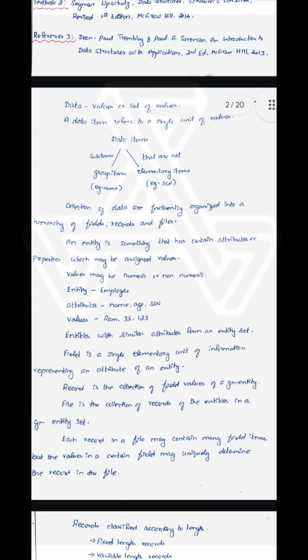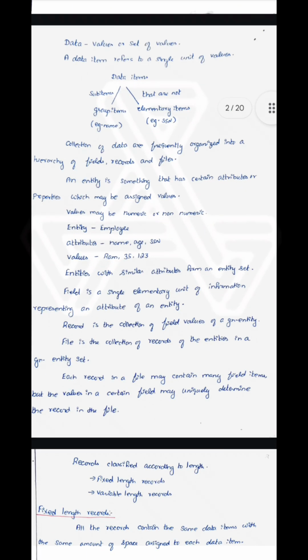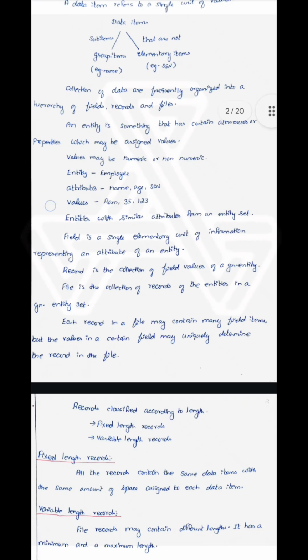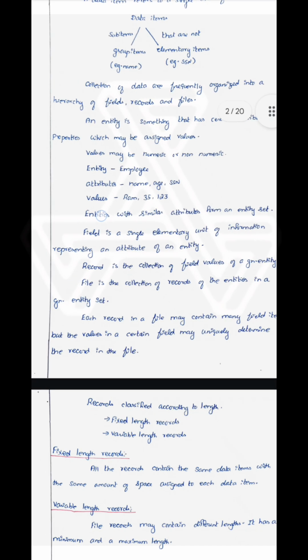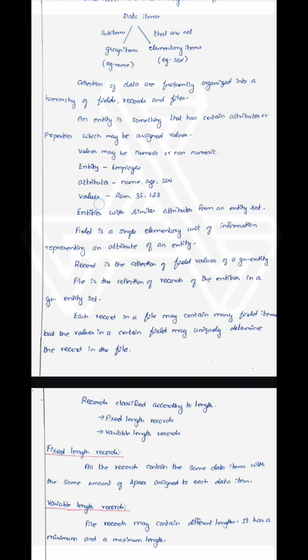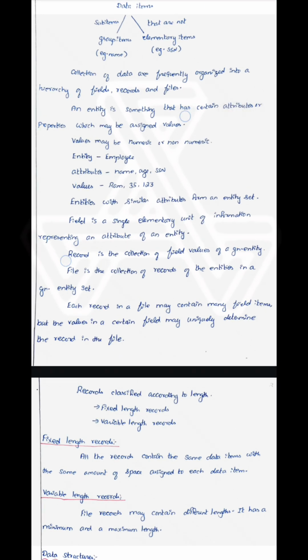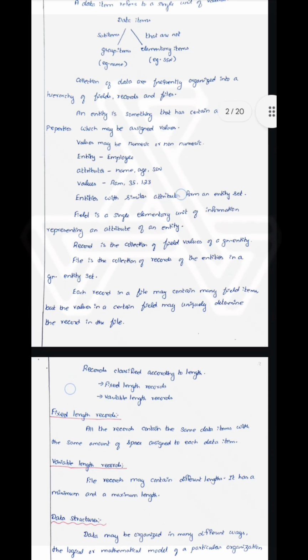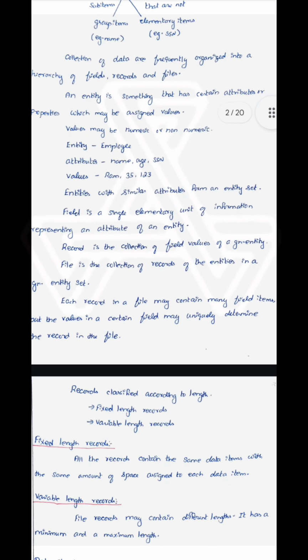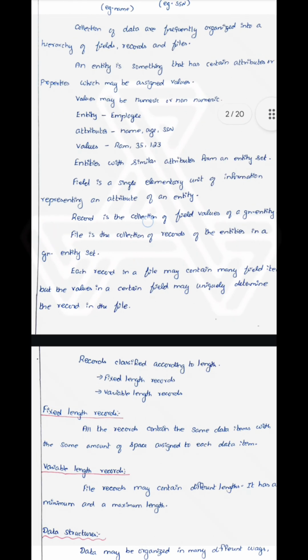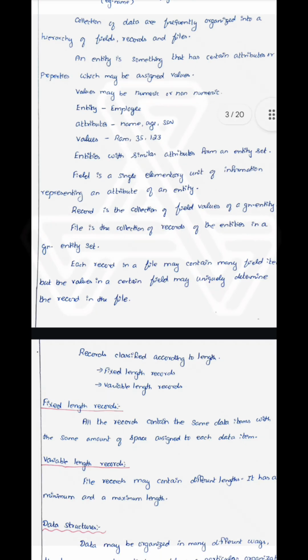Data: values or set of values. A data item refers to a single unit of value. Data items that are sub-items and not group items are elementary items. Collections of data are frequently organized into a hierarchy of fields, records, and files. An entity is something that has certain attributes or properties which may be assigned values. Values may be numeric or non-numeric.